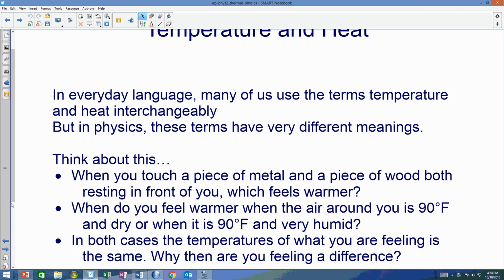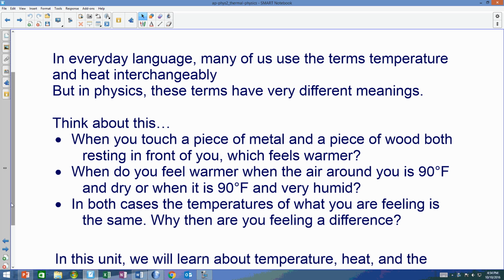So for instance, think about this. When you touch a piece of metal and a piece of wood both resting in front of you, which feels warmer? When do you feel warmer, when the air around you is 90 degrees Fahrenheit and dry, or when it's 90 degrees Fahrenheit and very humid? In both cases, the temperature of what you are feeling is the same. Why then are you feeling a difference?